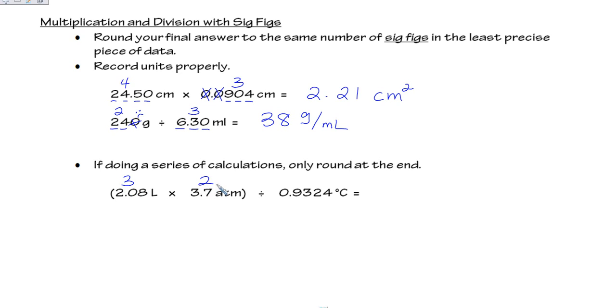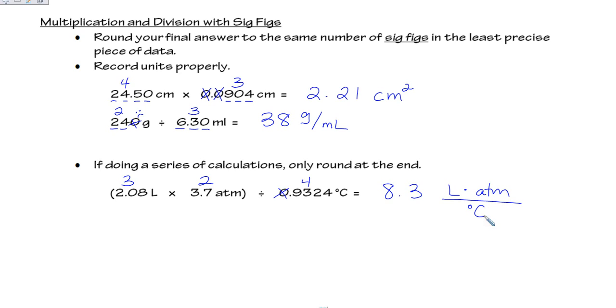There's no zeros. On this temperature, not the leading 0, but the 9324. So this guy's got 4. I plug this all in my calculator. I'm only going to record the first 2 figures on my calculator, the first 2 digits. I want to go to the least precise piece of data. So we will say this is 8.3, and then my units reflect the calculation. So this is liter times atmosphere over degrees Celsius. We're going to get some kind of funky units throughout the year. It shouldn't be a concern. Just let the unit reflect the calculation.